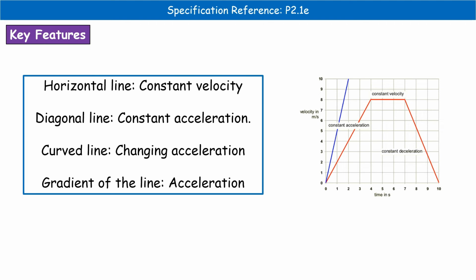As far as our velocity time graph goes, we've got four key features we need to know. The horizontal line in this case means that the object is travelling at a constant velocity. A diagonal line means a constant acceleration, a curved line a changing acceleration, and if you want to work out the acceleration, just calculate the gradient of the line. The same way we did before, draw your little triangle on here where it tells you, so whatever your times are, and then you can just do your two values, A divided by B.